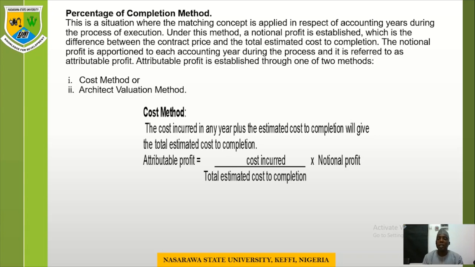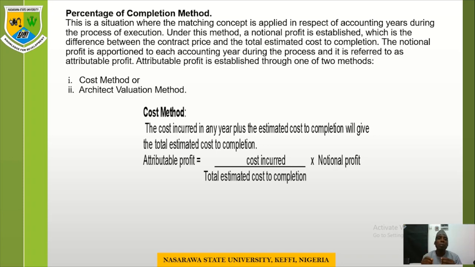And remember, the notional profit is the profit arrived at when you compare the contract price and the total estimated cost of completion. For example, if the contract price is 1 million and the total cost of completion is, let's say, 500,000, then 1 million minus 500,000 equals 500,000. So the 500,000 is the notional profit.